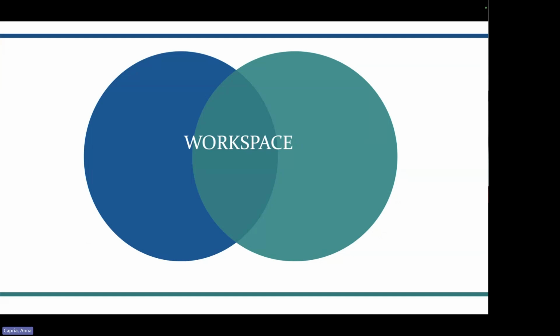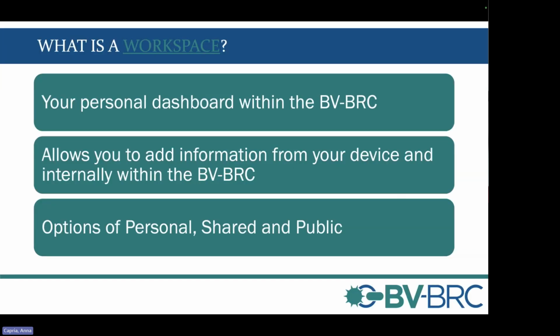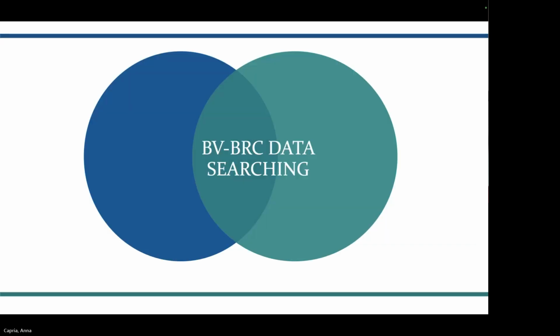So I want to highlight next what a BV-BRC workspace looks like. This will be a quick overview on a workspace, and it's really your personal dashboard within the BV-BRC, and that allows you to add information from your device and internally within the BV-BRC, and there are 3 options of personal, shared, and public, and that'll all make a little more sense when we're looking at the website, but just wanted to orient you with that. And the bulk of this conversation is on BV-BRC data searching.